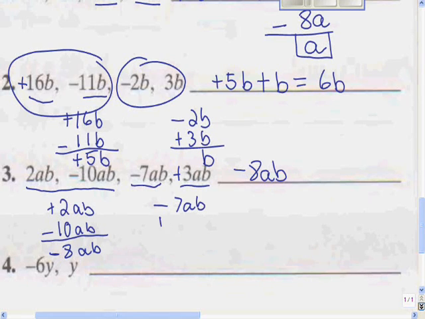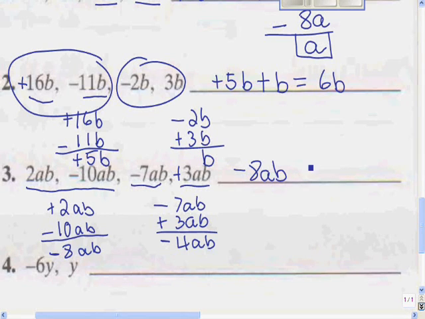Once you get the hang of it, you can start doing it in your head. You don't have to write it out. So negative 7ab and a positive 3ab, I'm going to subtract. That gives me 4ab, right? And I look at my numbers, and I notice that my bigger number is negative, so I know my answer is going to be negative.